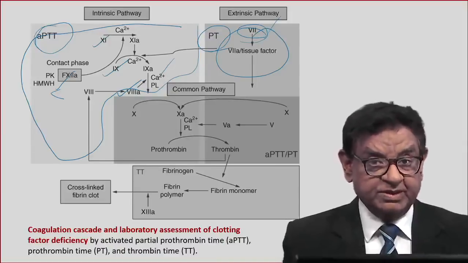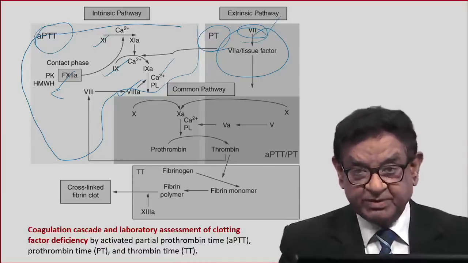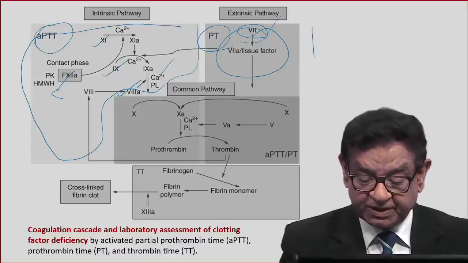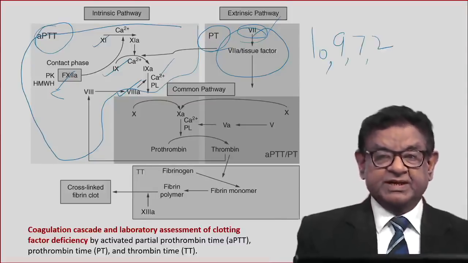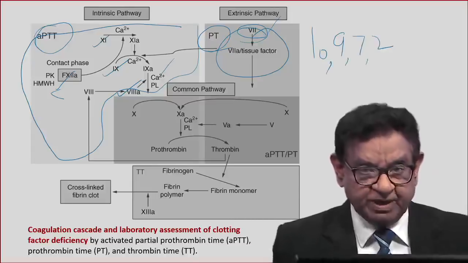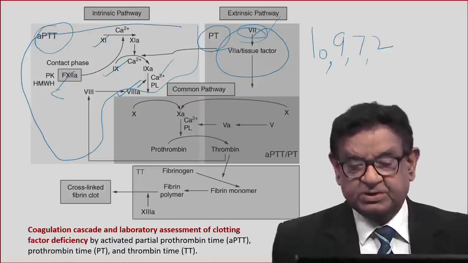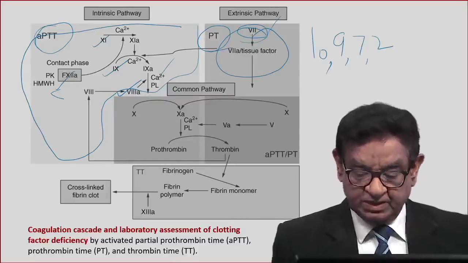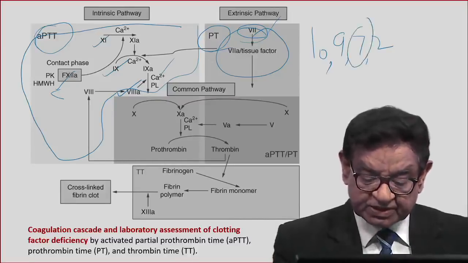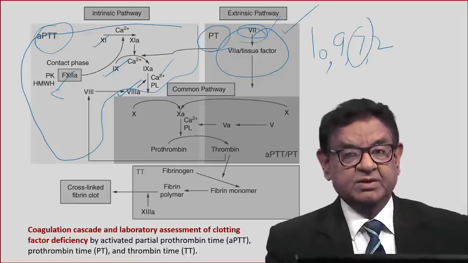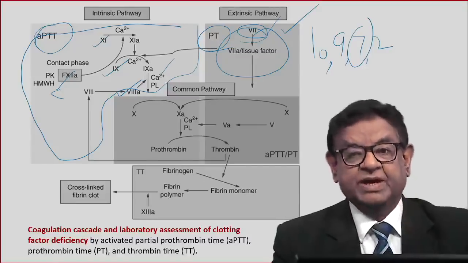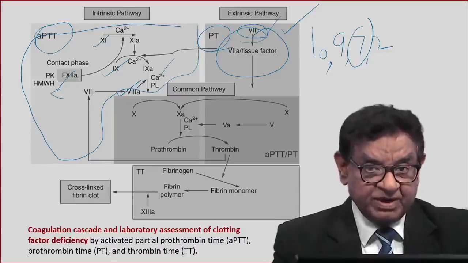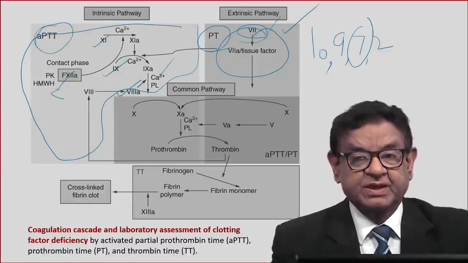And one more thing, vitamin K dependent factors are factors 10, 9, 7, 2. 10, 9, 7, 2, 1972, just a mnemonic, right. So they are vitamin K dependent factors, and they are synthesized in the liver. Factor 7 is the one which is concerned with the extrinsic pathway, and any problem in factor 7 will lead to prolonged prothrombin time.